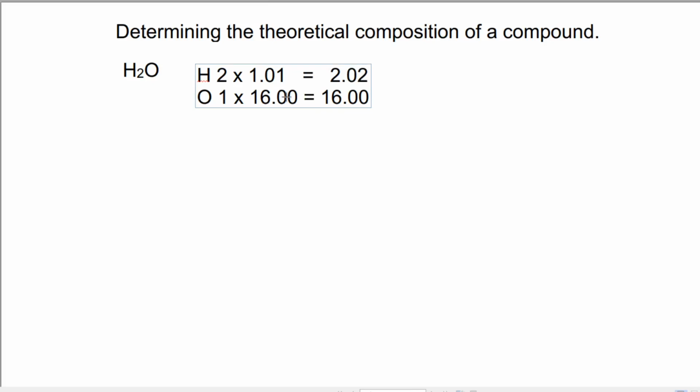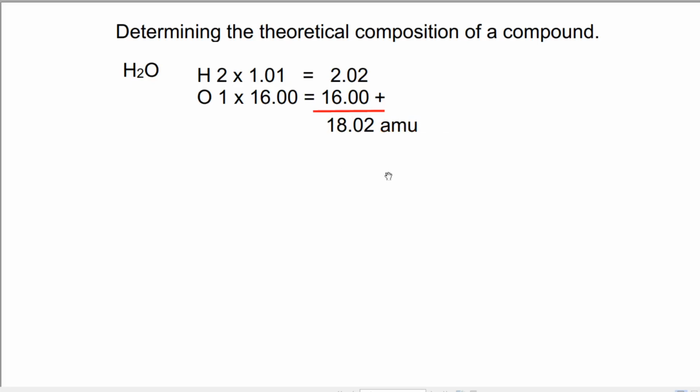The next step is to add these two values up. By doing that, I determine the molar mass for the water, or the total mass that I'll be dealing with. So I get 18.02, and this is the molar mass of water in atomic mass units.